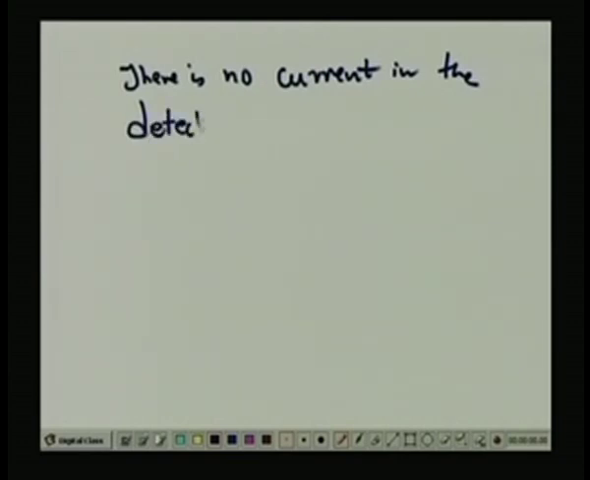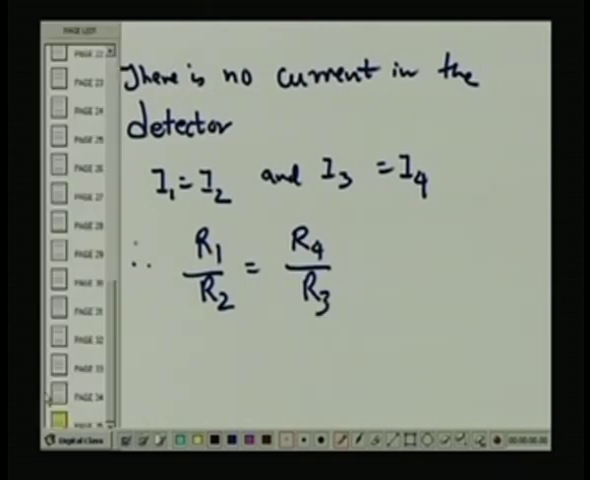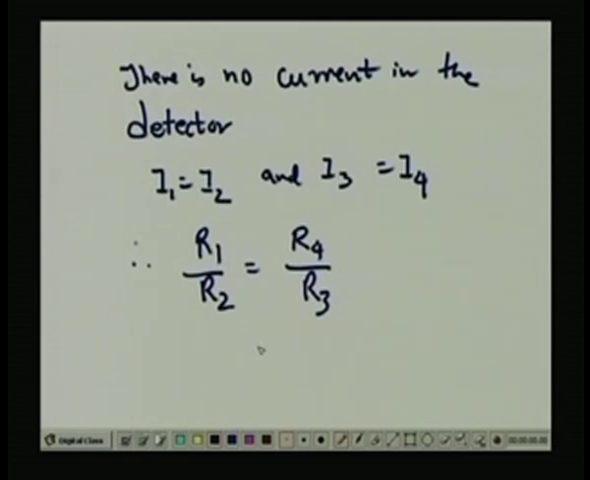Now, if there is no current in the detector, so I1 equal to I2 and I3 equal to I4. So, R1 by R2 equal to R4 by R3, right?